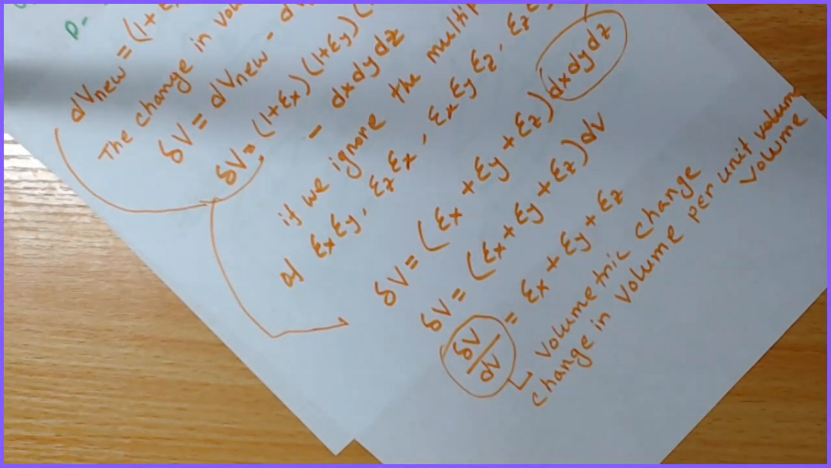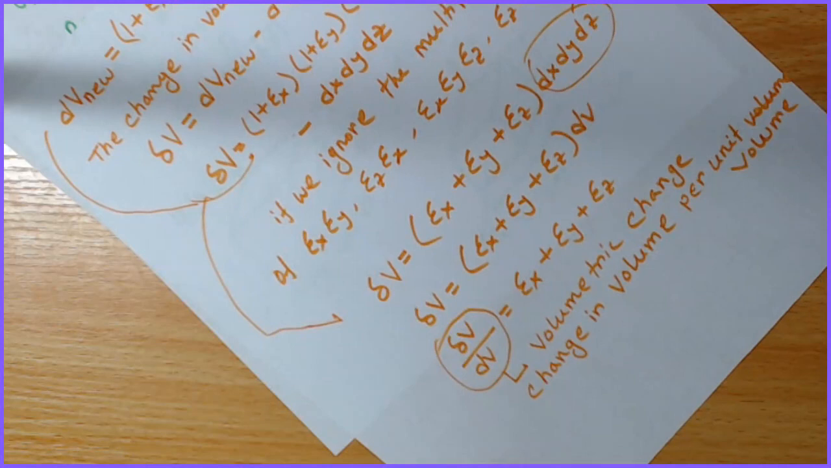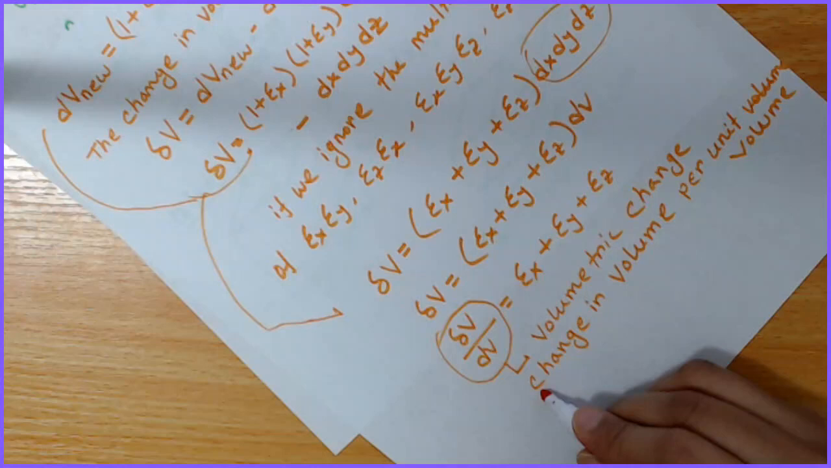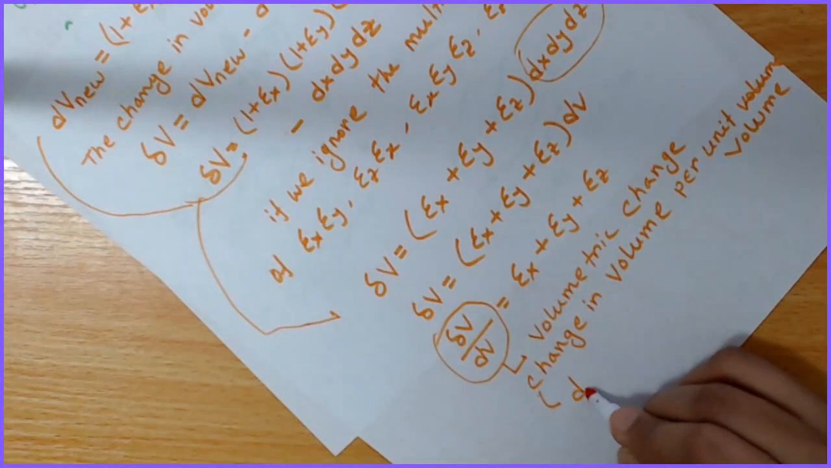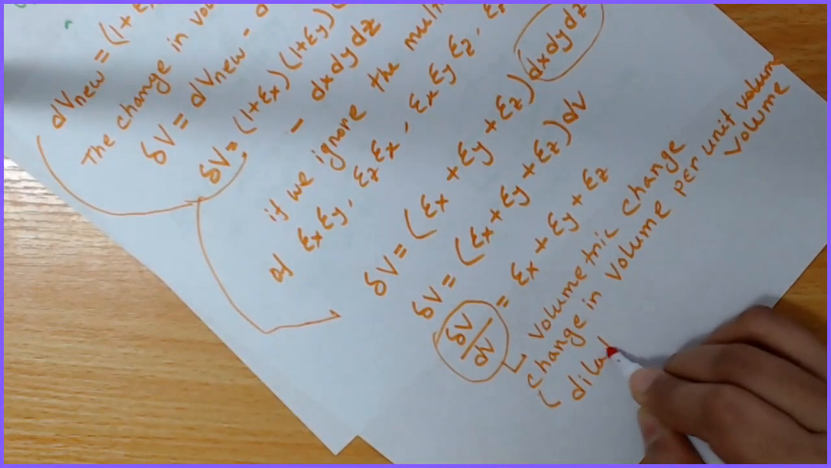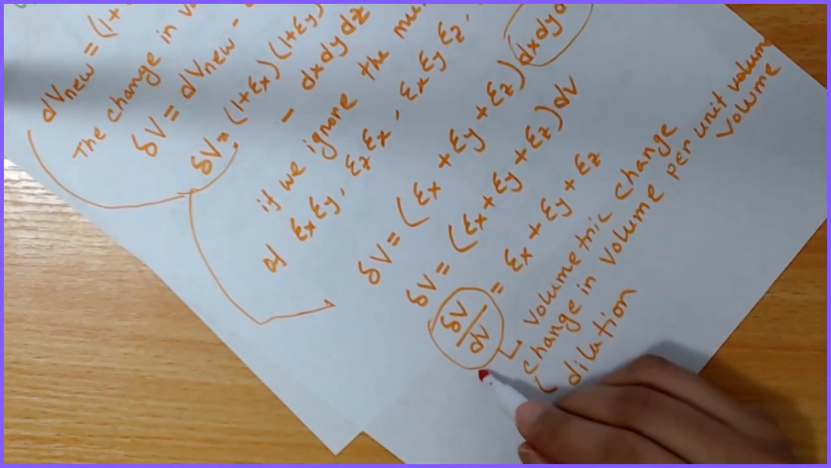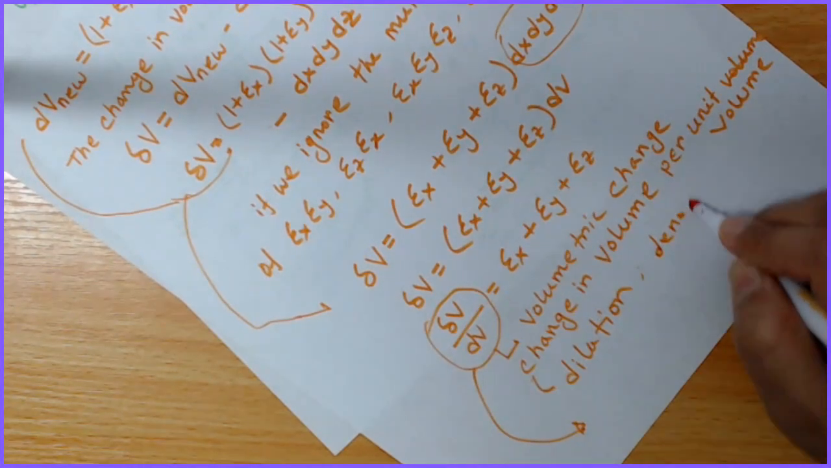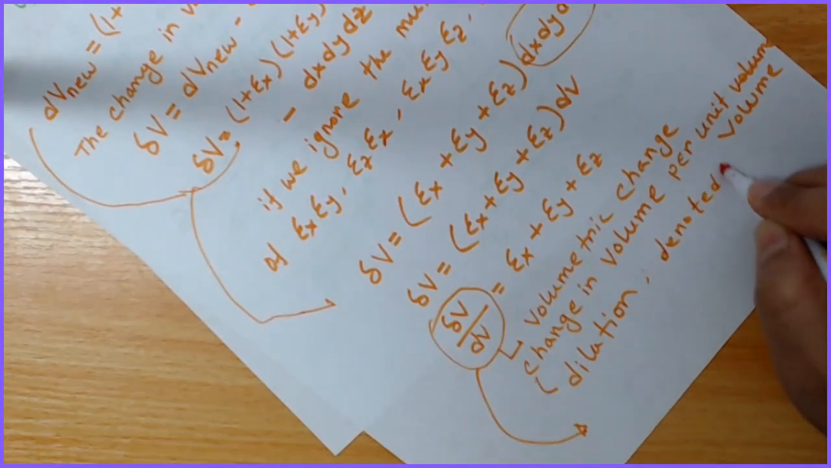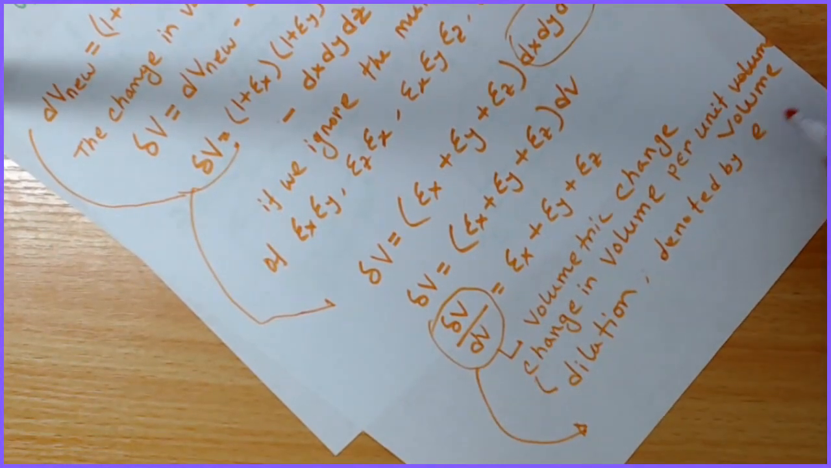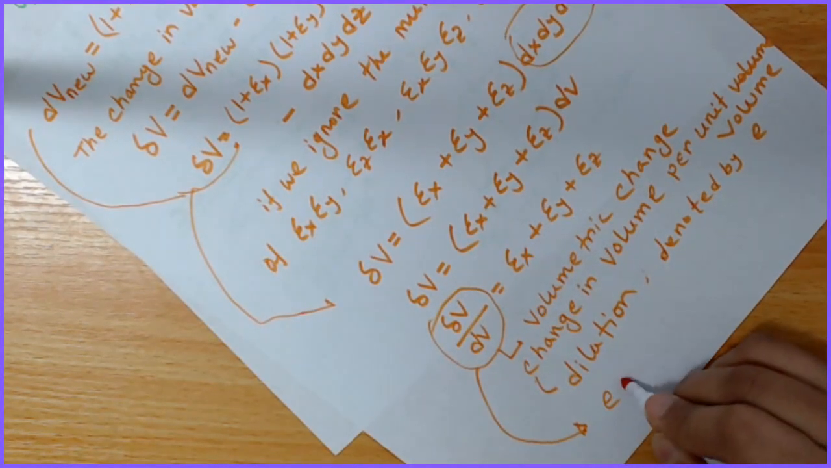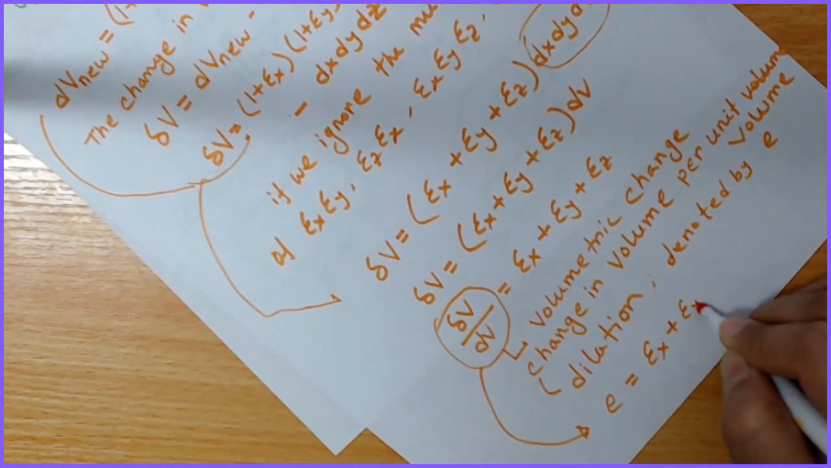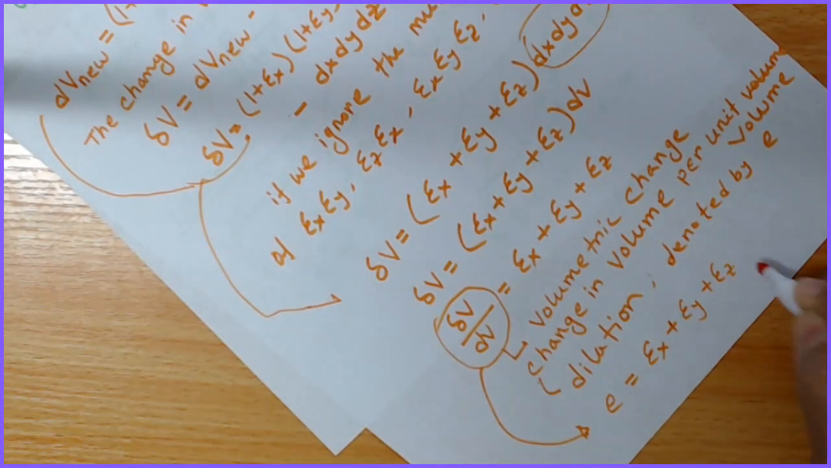Change in volume per unit volume. And this change in volume per unit volume is known as dilation, and this dilation is denoted by E. So E equals epsilon x plus epsilon y plus epsilon z.